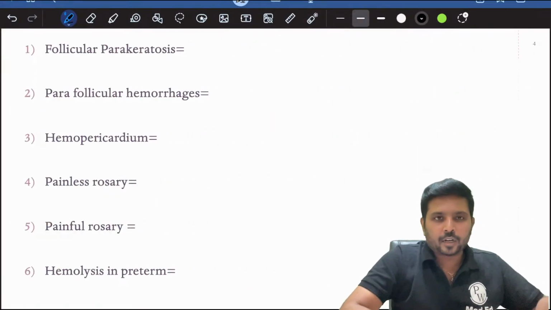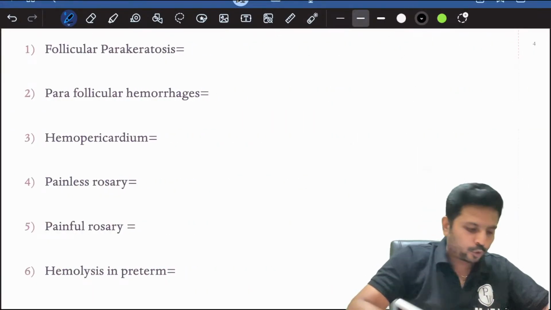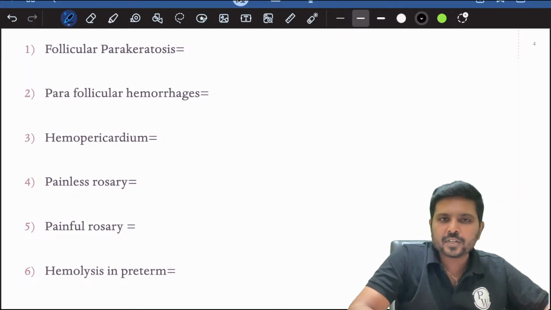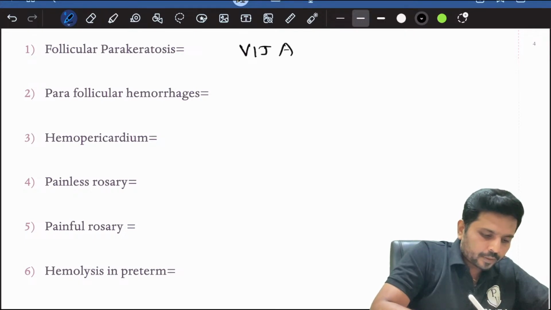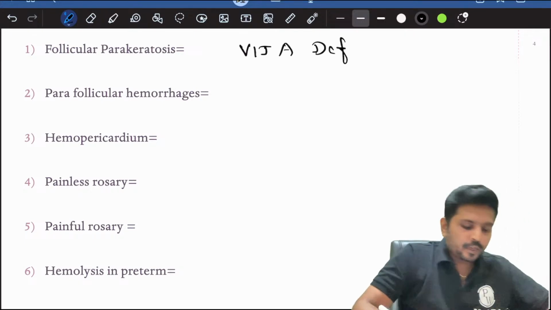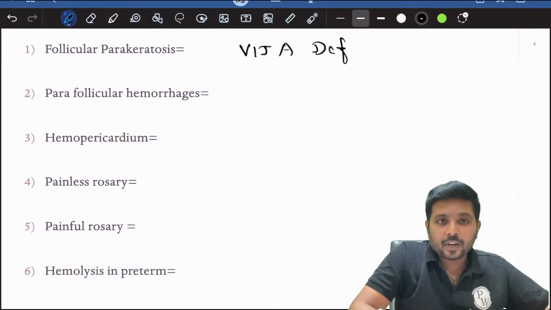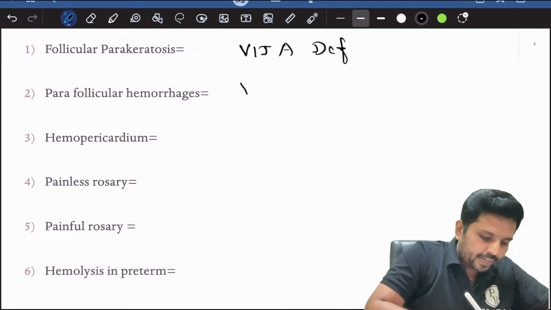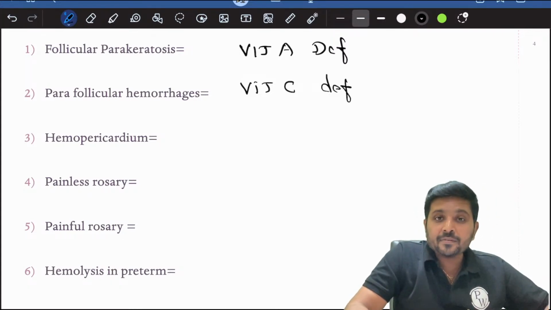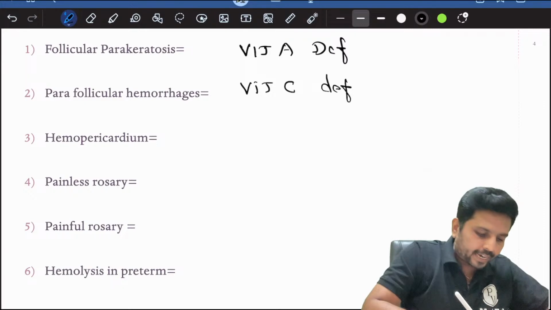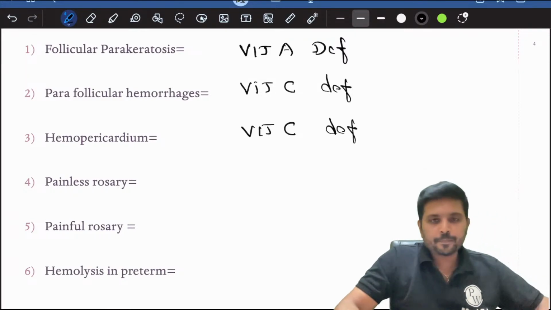Vitamins. Which vitamin deficiency causes follicular parakeratosis? It is vitamin A deficiency. Which one causes parafollicular hemorrhages? Vitamin C deficiency. Hemopericardium occurs in which vitamin deficiency? Again, vitamin C deficiency, otherwise scurvy.